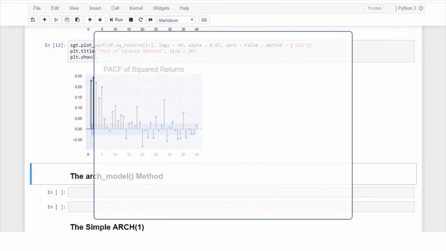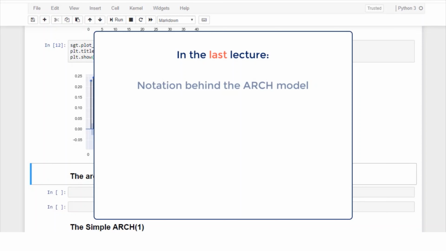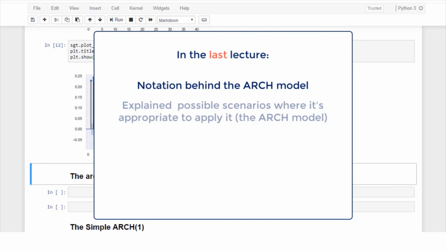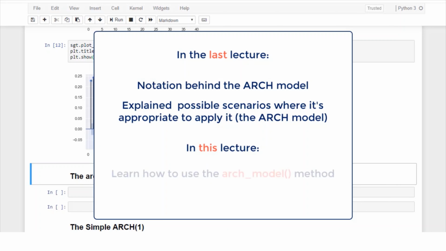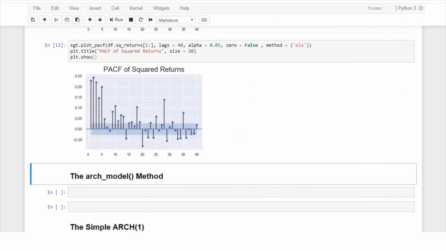Welcome back. Last time, we went through the notation behind the ARCH model and explained possible scenarios where it's appropriate to apply it. In this lecture, we're going to learn how to use the arch_model method to fit an ARCH(1) model. Let's begin.